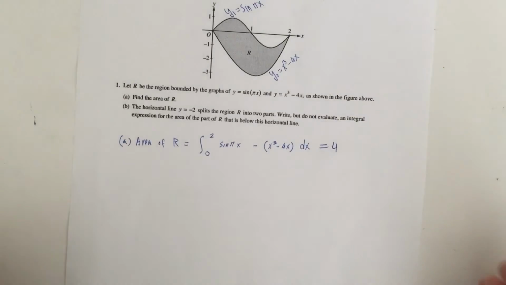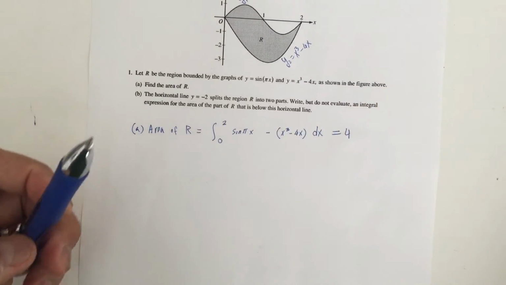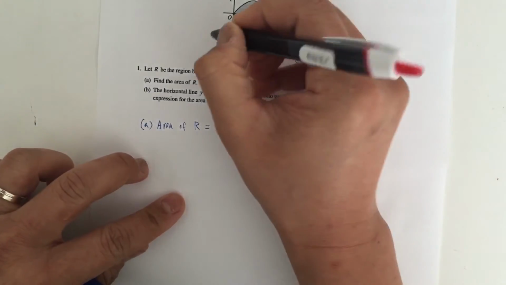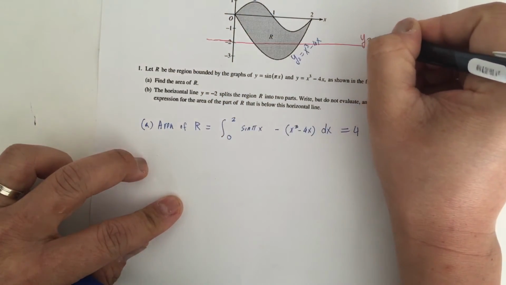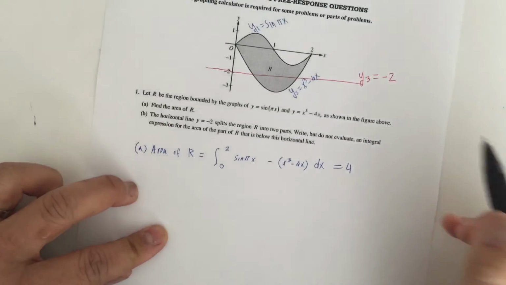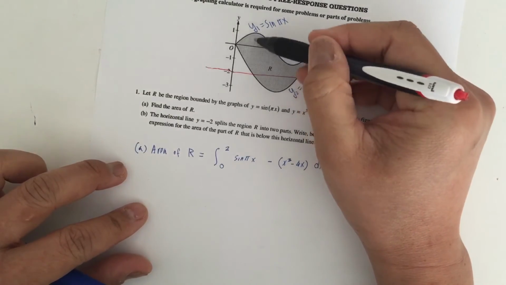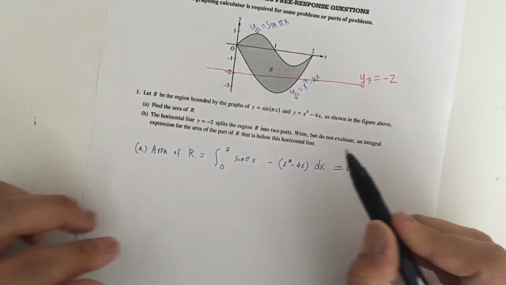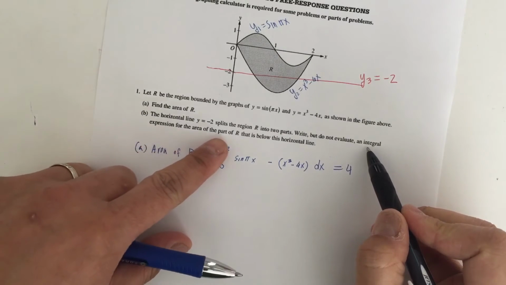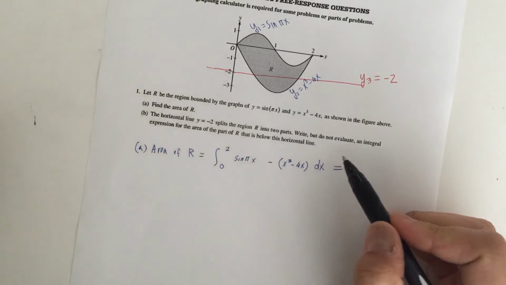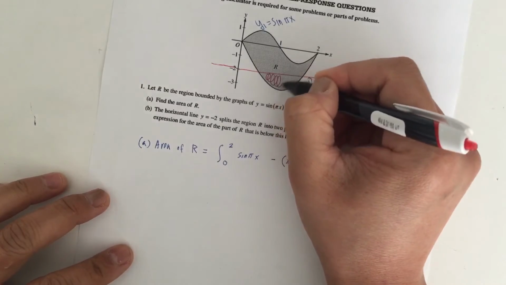Okay. All right. So it says the horizontal line y equals -2, which would look something like this. Y equals -2. It splits the region R into two parts. So here is the first part and the second part. Write but do not evaluate an integral expression for the area of the part that's below the horizontal line. So in other words, they want us to set up an integral to find the area of this region, but do not integrate.